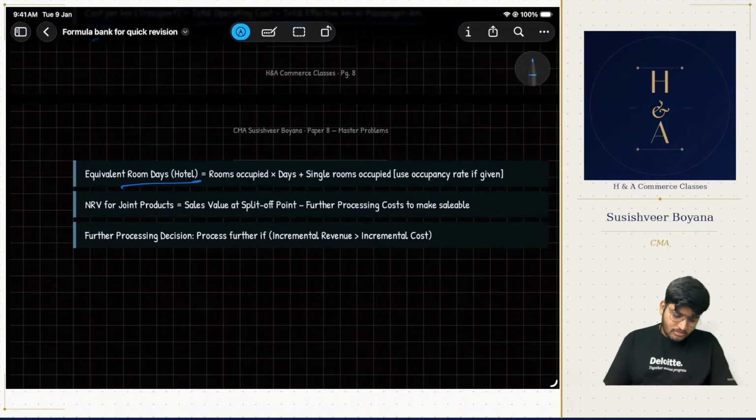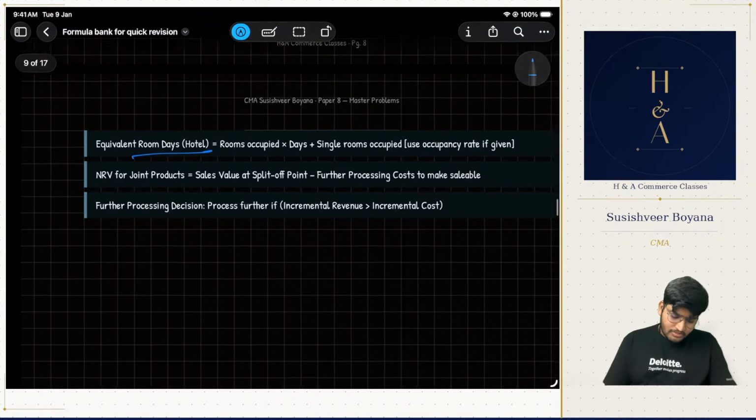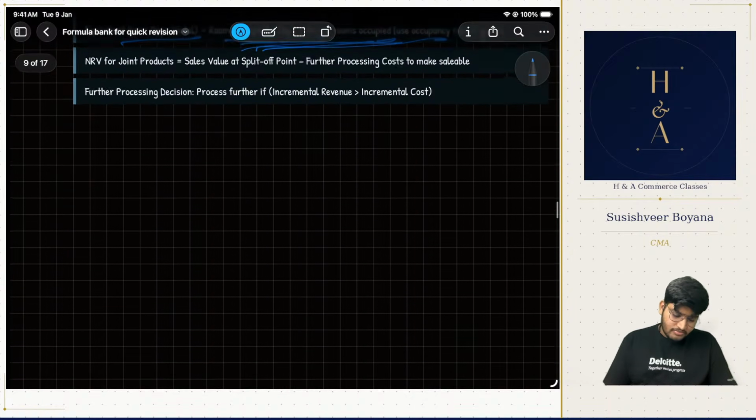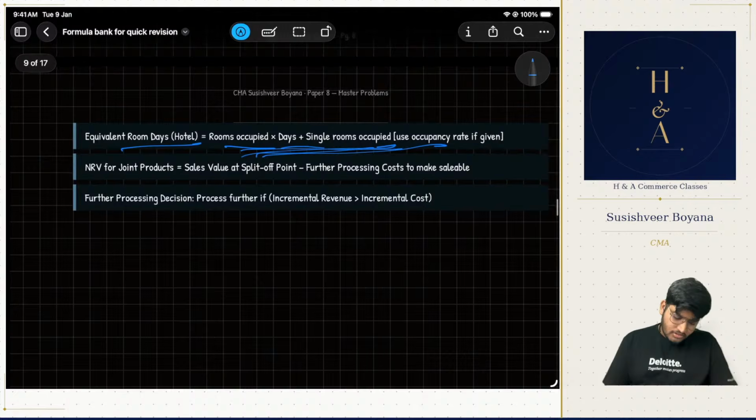In those cases, you will have to remember these formulas. Rooms occupied, entities. Those are going to be very basic sums. These are concept based, common sense oriented. I think you guys can figure this out. Further processing decisions: incremental revenues greater than incremental costs.